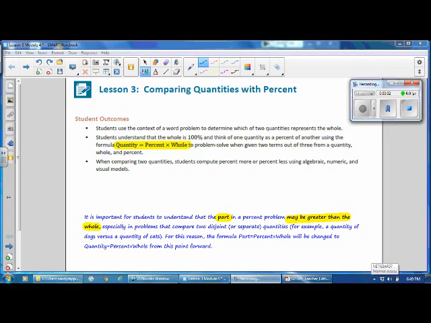This is Mrs. Zappia with Lesson 3 from Module 4, Comparing Quantities with Percent. Student outcomes for this lesson. Students use the context of a word problem to determine which of the two quantities represent the whole.